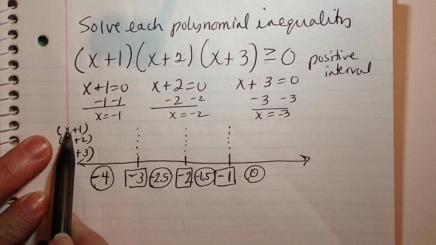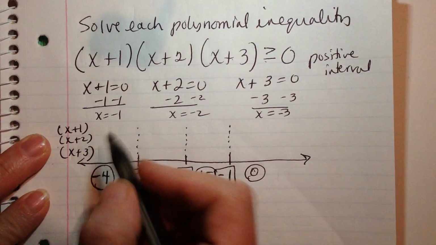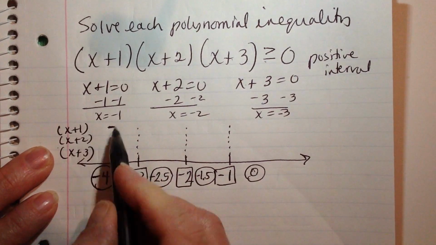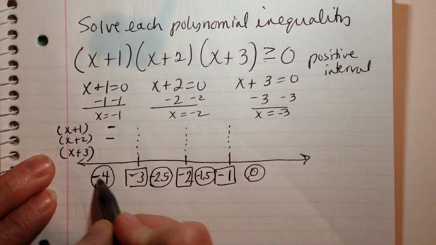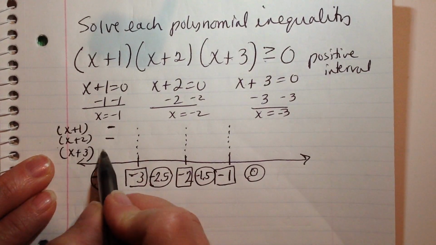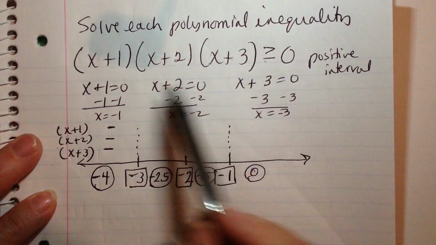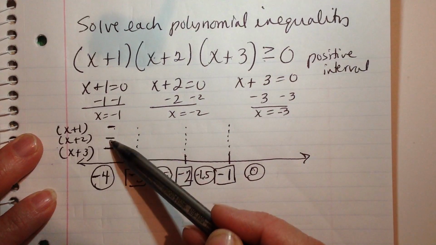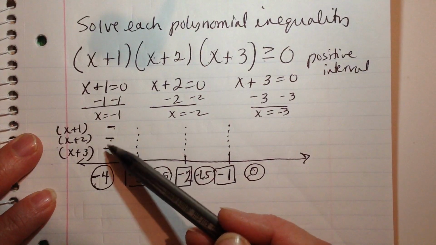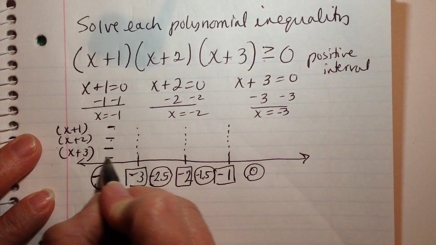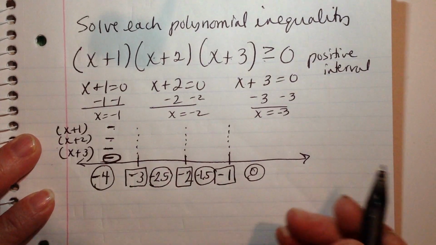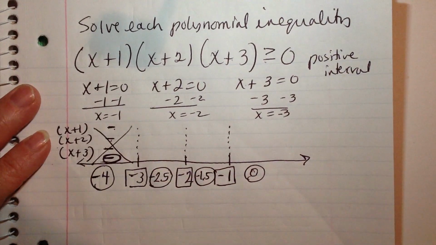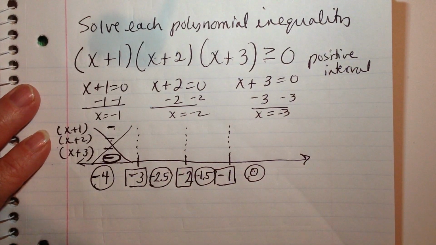If you plug in -4 plus 1, that would be negative. Plugging in -4 plus 2, you get -2. That's negative. Plugging in -4 plus 3, that's negative. Now, look at your original problem. All of these are multiplied together. So a negative times a negative gives you a positive, and a positive times that third negative gives you a negative interval. Is that what we want? No, we're looking for positive intervals. So this interval will not be included in my final answer.